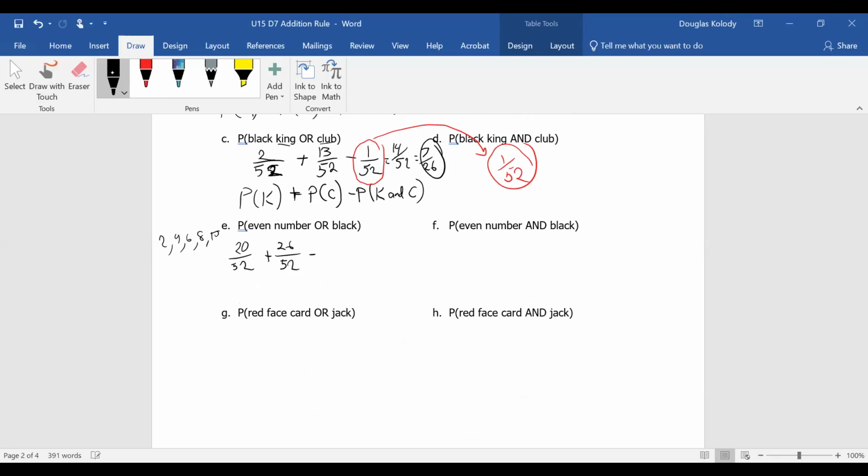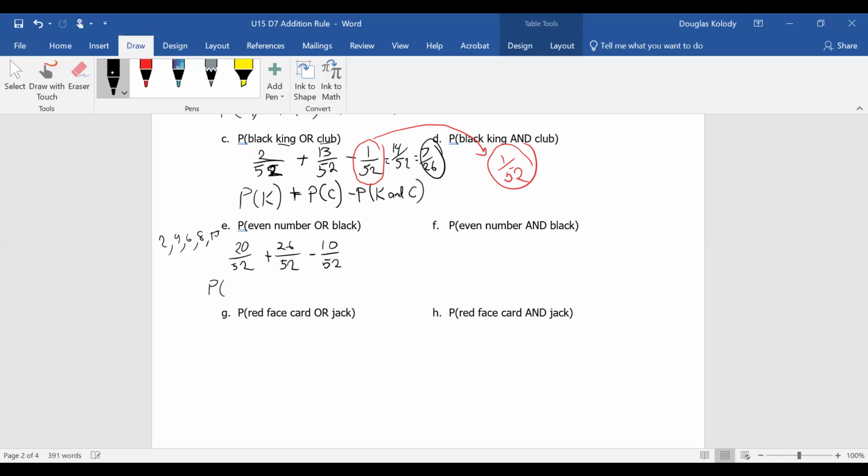Of these even numbers, how many of them are black? Well, the clubs and the spades of each are black. So half of these cards are red and half of these cards are black. So half of the 20 cards are red and half of the 20 cards are black, which means I need to subtract away the 10 cards that are both black with an even number on them.